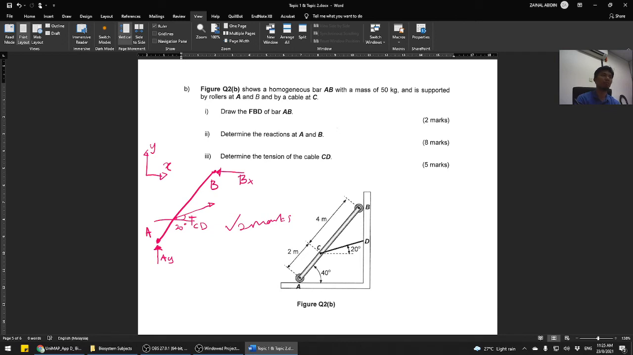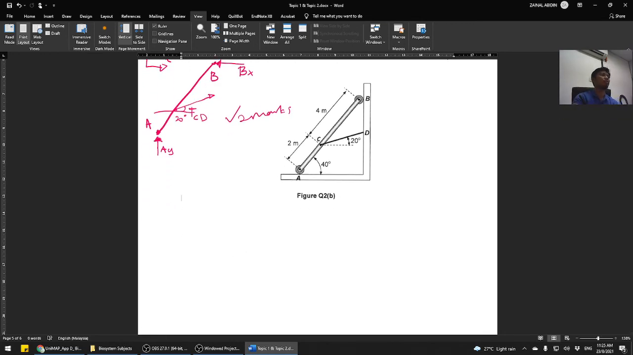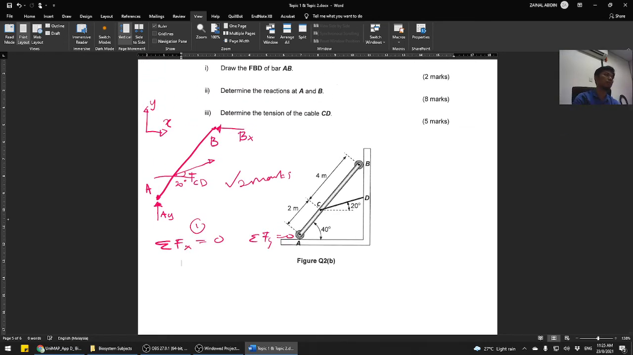Find the reactions AY and BX. How to find that? Simply by using summation of force in X direction equal to 0, summation of force in Y direction equal to 0. Let me start with this one first. For X direction, we have only BX and the component of tension CD here. We have tension CD in X direction and tension CD in Y direction.